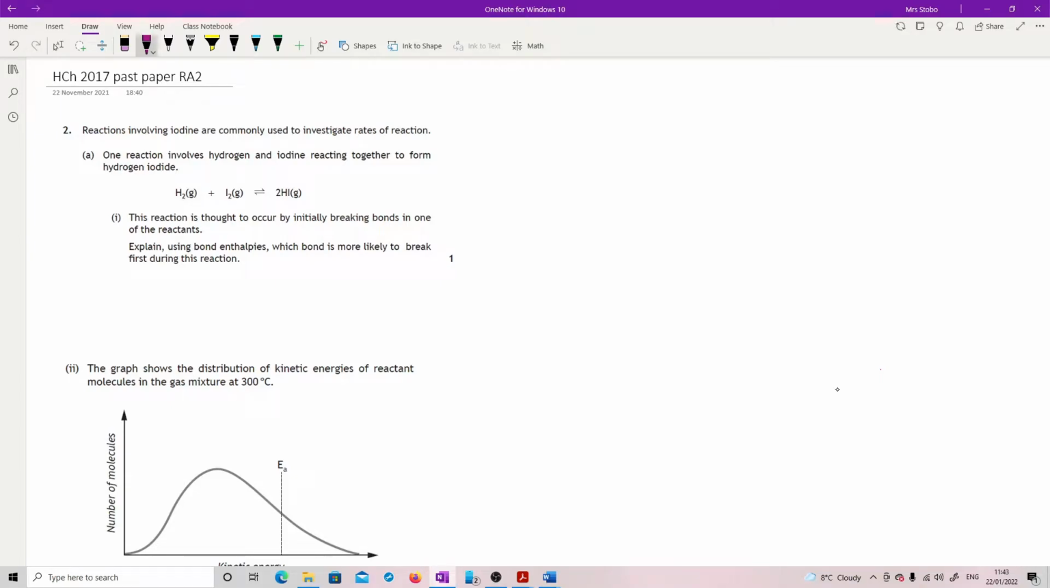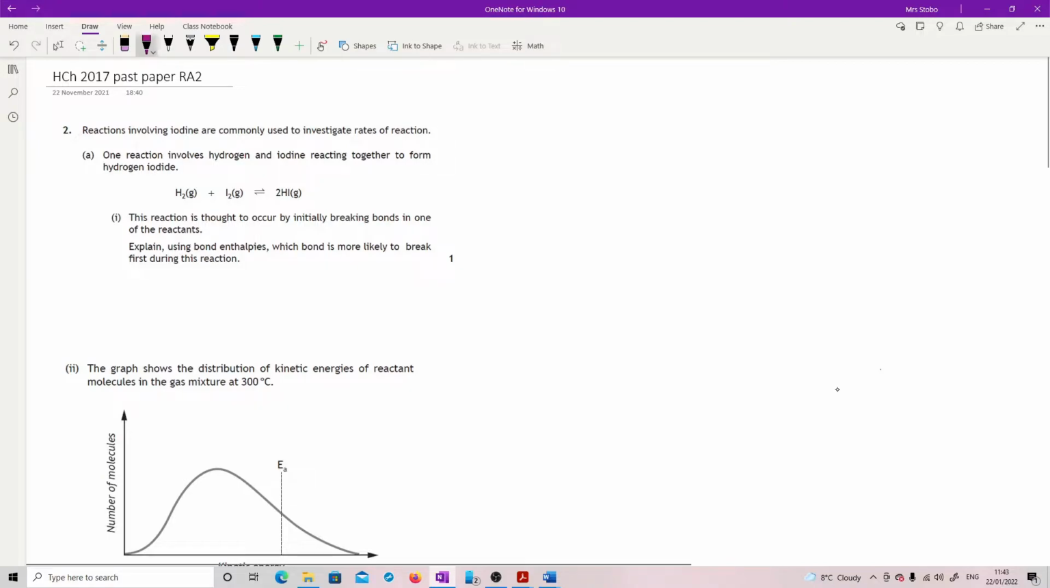Reactions involving iodine are commonly used to investigate rates of reaction. One reaction involves hydrogen and iodine reacting together to form hydrogen iodide. A little equation of that: H2 plus I2 goes to 2HI. This reaction is thought to occur by initially breaking bonds in one of the reactants. Explain using bond enthalpy which bond is most likely to break first.